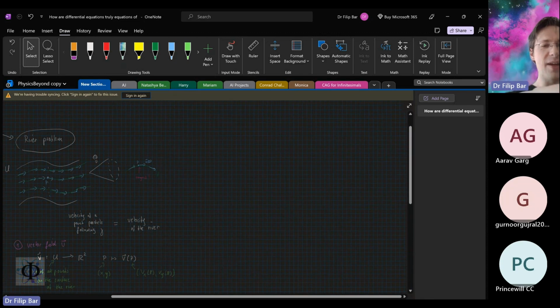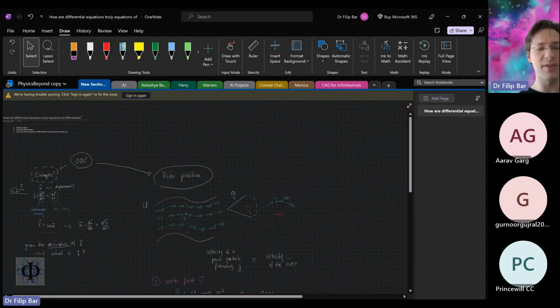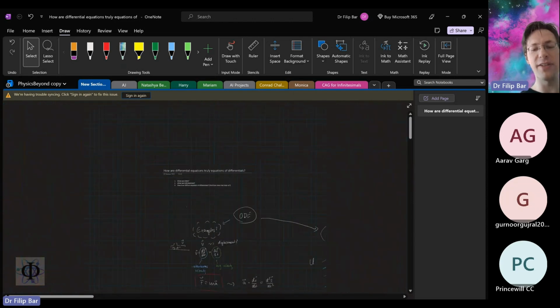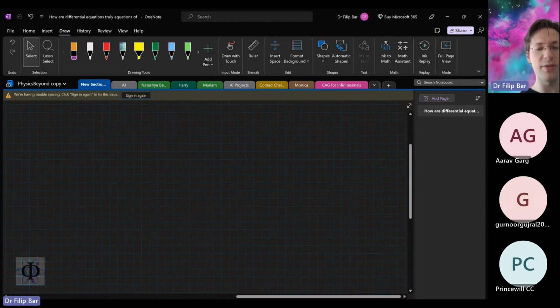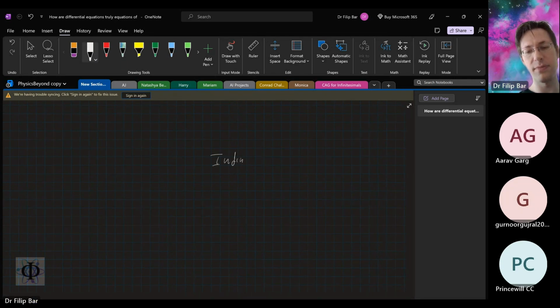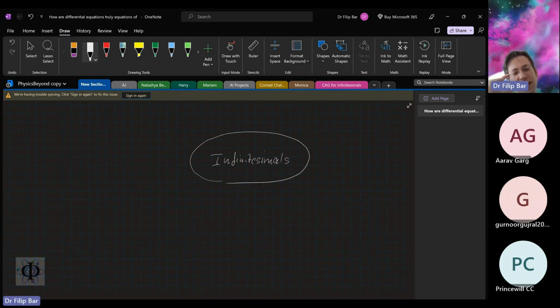Okay, so that's our one picture. This is ordinary differential equations. Our second part is now to think about infinitesimals, and in our third part, we're going to connect things together. So we want to think about infinitesimals. Now, what is an infinitesimal? An infinitely small number. Where does that come from? Can there be an infinitely small number?